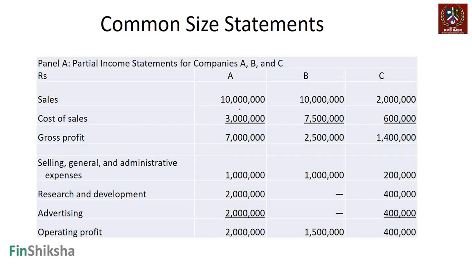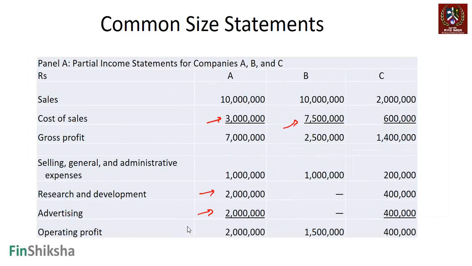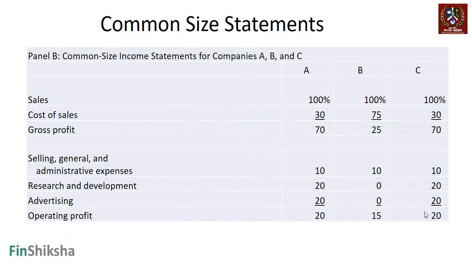Now, it's difficult to compare them directly. Cost of sales for one is lesser, for one is more, so obviously gross profit is higher in the first case. Then there are some selling expenses, but this company also spends a little bit on research and advertising. The first company doesn't do any, the second company doesn't do anything there. The third company spends a lot as compared to their sales on research and advertising and everything. So how do you really go about looking at these numbers?